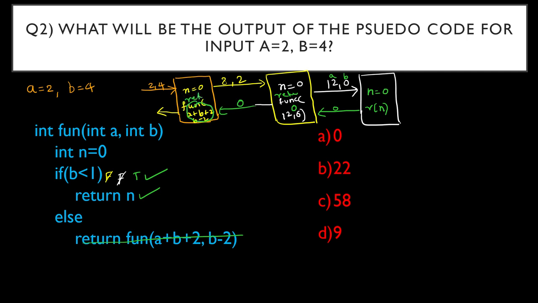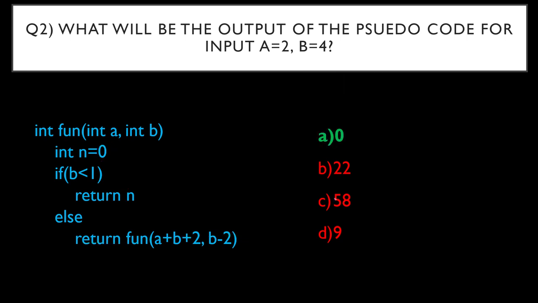Now 0 is the value of this whole thing. So what we have actually is return this. What is the value of this? This is 0. So at the end we will get 0 as the answer. So our answer is option A, 0. It doesn't matter what the value of a and b is, when the value of b becomes less than 1, every time we are going to pass this as the answer. So option A, 0 is the correct answer for this question.